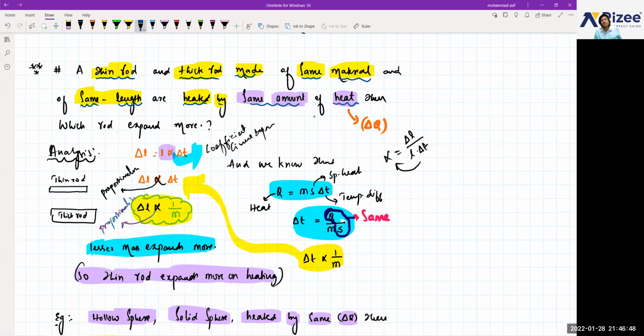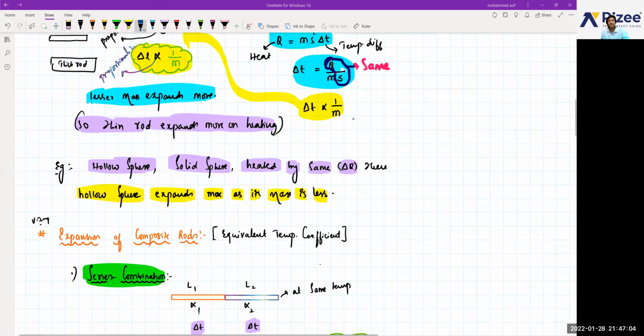Are these two points clear for everyone? The first one was at the same temperature difference. This one is at the same amount of heat. Any doubt in this one? So the thin rod will expand more on heating. For example, if I take a hollow sphere and a solid sphere heated by the same amount of delta Q, that means the same heat, then the hollow sphere expands more compared to the other one, because its mass is less compared to the solid sphere. Clear, beta? Chalo.